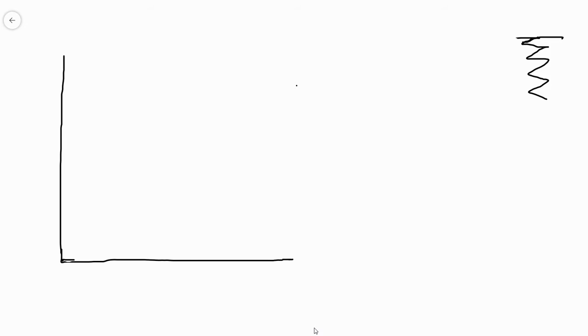Today we're going to look at Hooke's law, which provides the relationship between the force of a spring and the stretch of a spring. We're also going to look at areas where this relationship essentially just breaks down. So let's start with a spring.